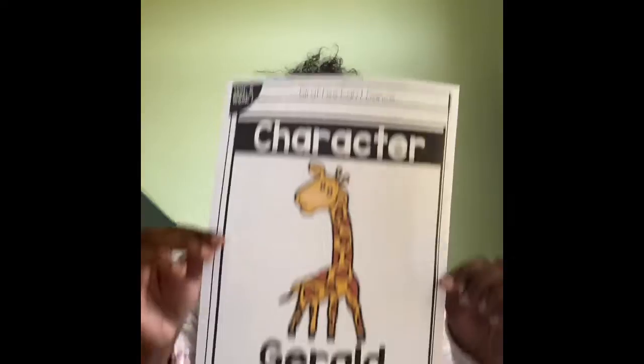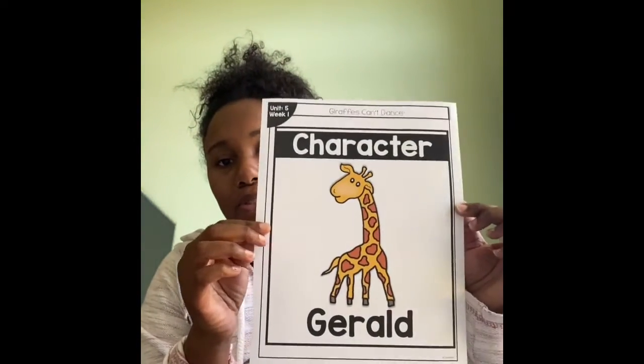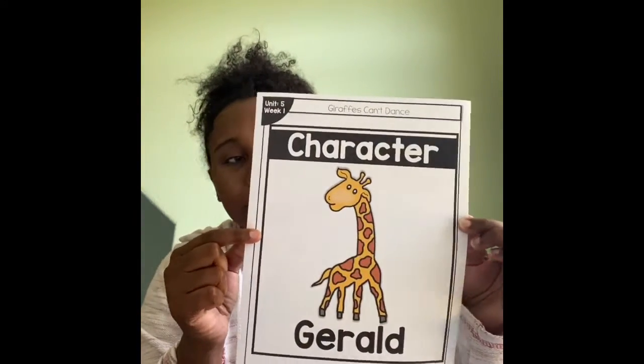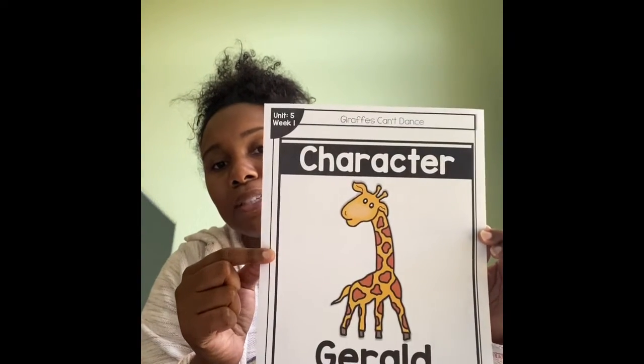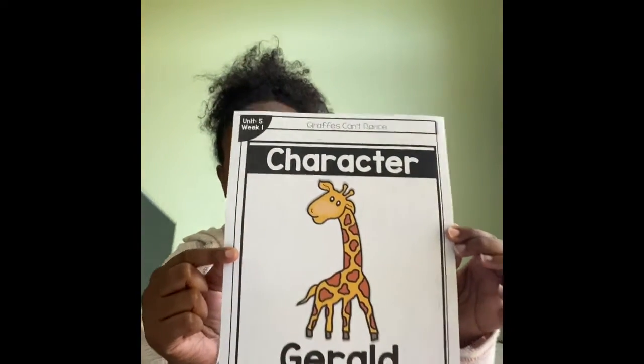Our new story is called Giraffes Can't Dance, and our character in our story this week is a giraffe, and his name is Gerald. And here's a picture of Gerald, and he's the main character. Remember, main character is the person the story is mostly about. He's our main character, Gerald.